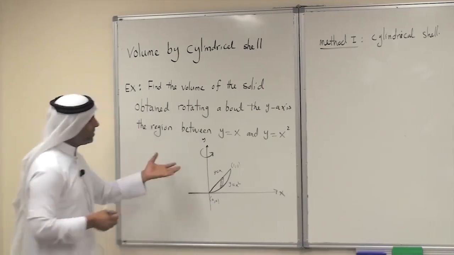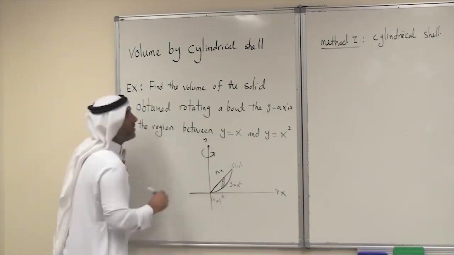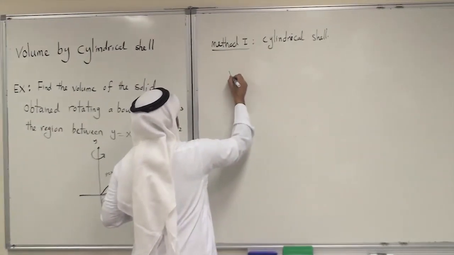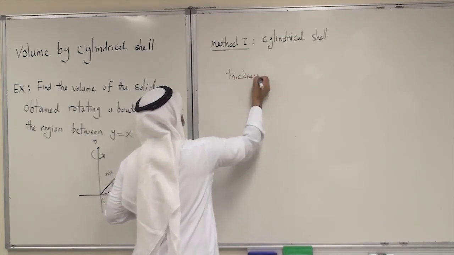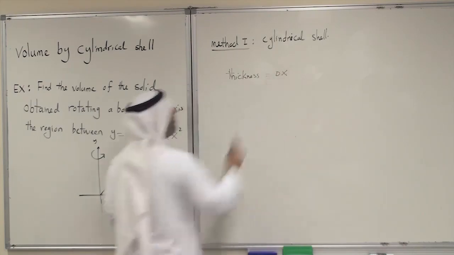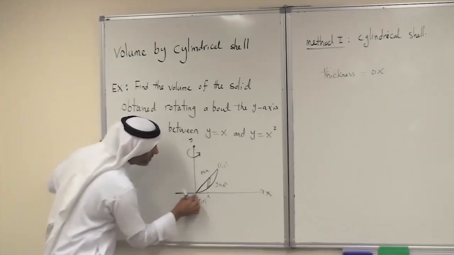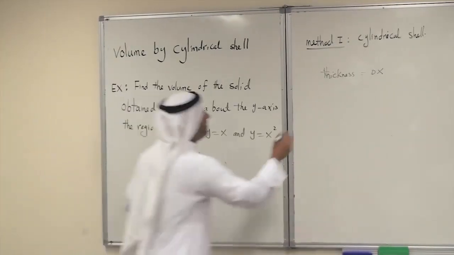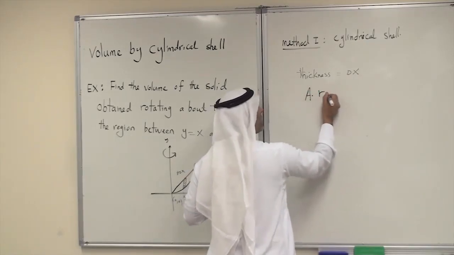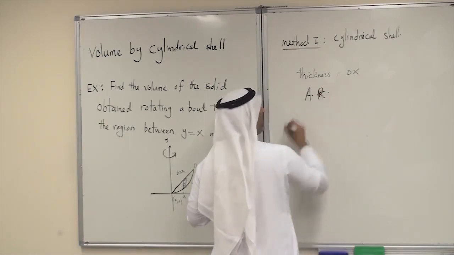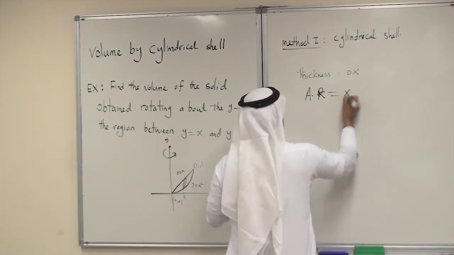If I need to use this method, then what I need to have here is the average radius, that is x. So what do we have here? The volume will be, let us decide about thickness, etc. The thickness here will be delta x, because you are integrating over the x-axis. What about the average radius? The distance from this point to the axis of revolution is x also. So average radius, capital R, is equal to x.